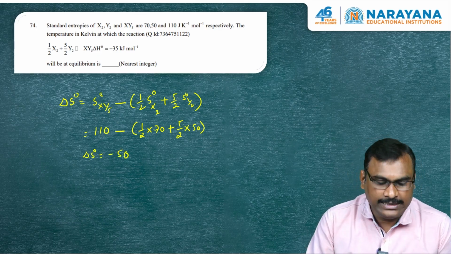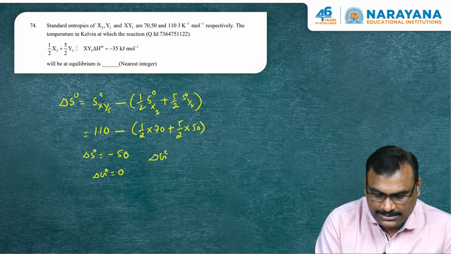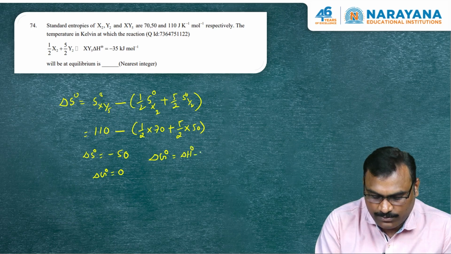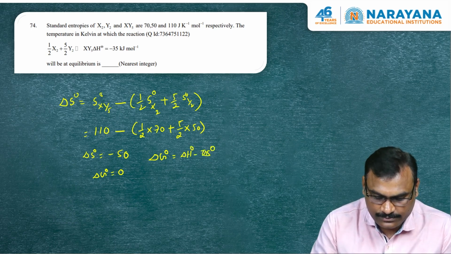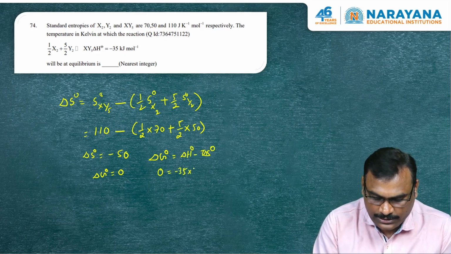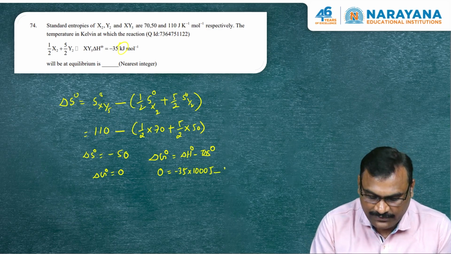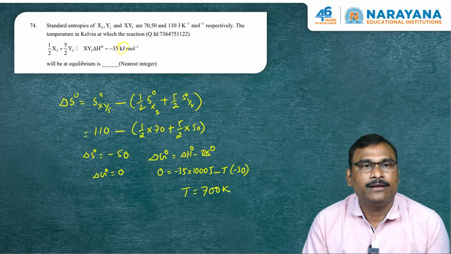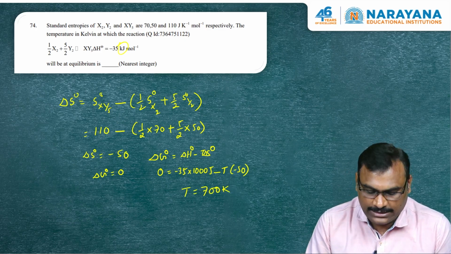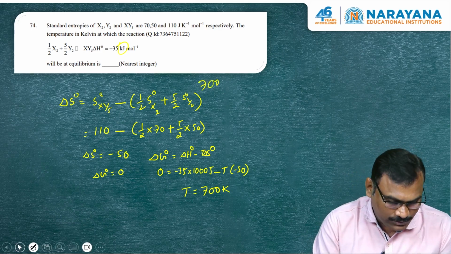Now at equilibrium, delta G naught is equal to 0. Delta G naught is equal to delta H naught minus T delta S naught. Here 0 is equal to minus 35 into 1000 joules, because the given value is in kilojoules, minus T into minus 50. After doing so, I got T equal to 700 Kelvin. So the equilibrium temperature is 700. Go for the next question, students.